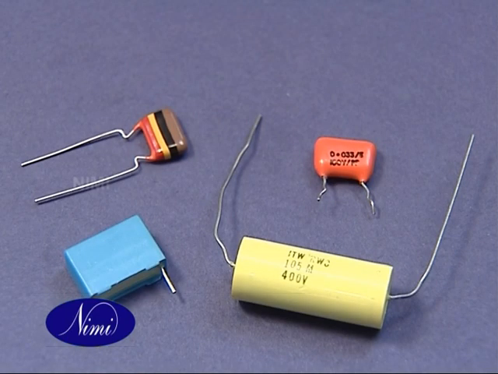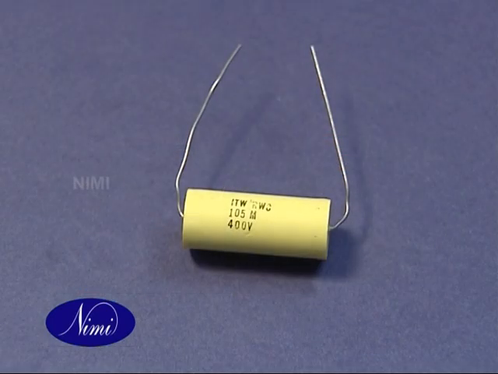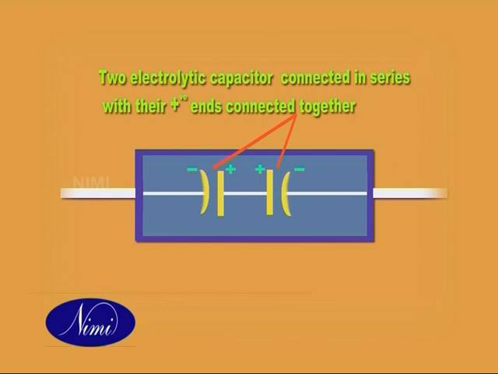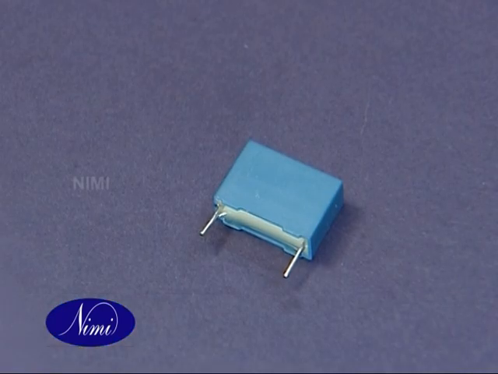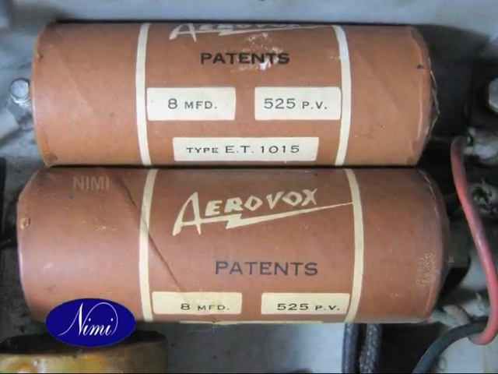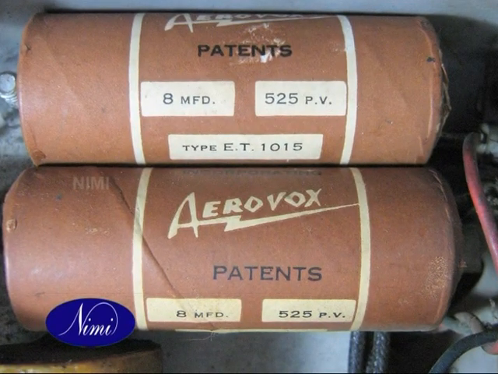Special electrolytic capacitors are manufactured for use in AC circuits. These are listed as non-polarized. An AC electrolytic capacitor is really two electrolytic capacitors packaged in a single container. There are several types of plastic film capacitors and older paper dielectric capacitors.